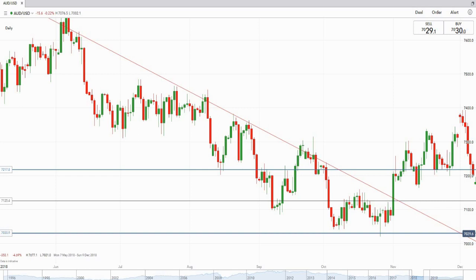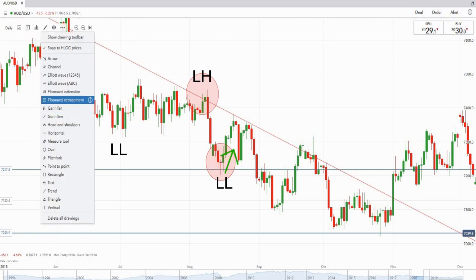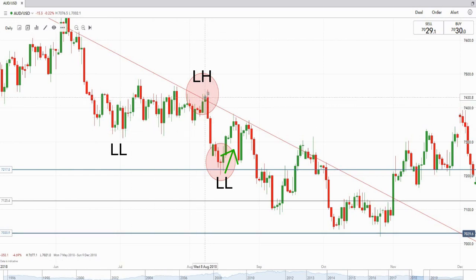We can see that price had hit that descending trend line for a second time with lower highs and lower lows. A new lower low had then formed and price had then started to retrace. Once again, we draw the Fibonacci indicator starting from the most recent lower high to the most recent lower low.